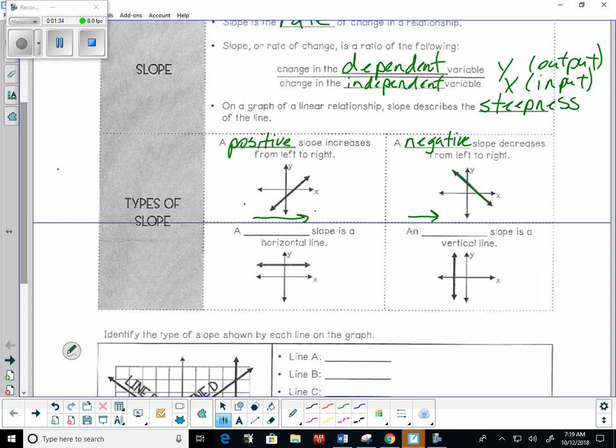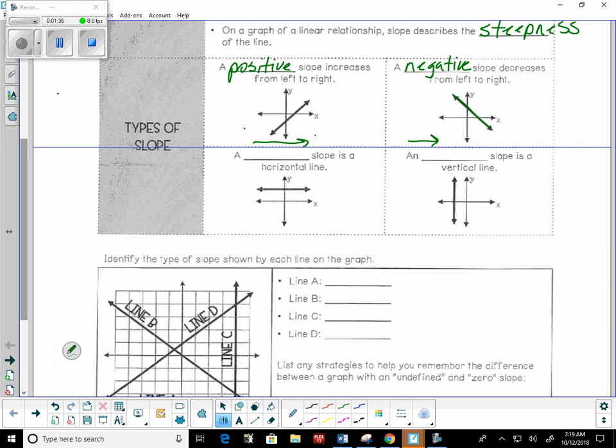Okay, and horizontal. So a horizontal slope has zero. It's a zero slope. It's a horizontal line, so there's no change. It doesn't go up, doesn't go down. It just stays at zero. And here's the one that we need to really kind of wrap our mind around also. A vertical line is an undefined slope.